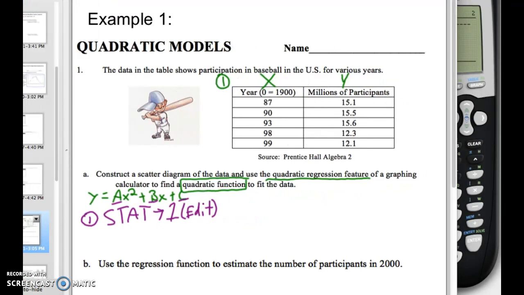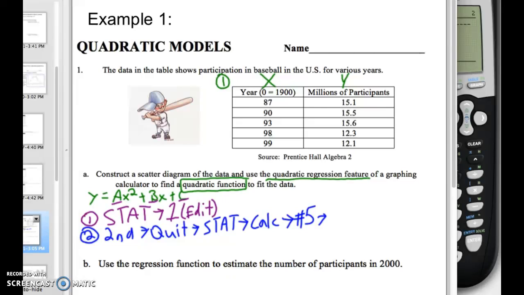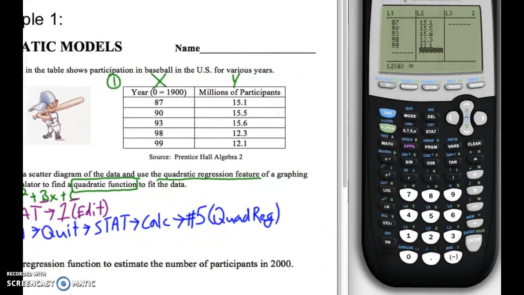Step 2 will be to hit second quit to go to the home screen. Second quit. Please be writing these notes down as well. And then hit stat, calc, scroll over to calc, and then number 5, which is quad regression. Let me put that in parentheses. So you need to find the quad, it says quad regression, quad reg. That button right there. That's what you need to go to next.